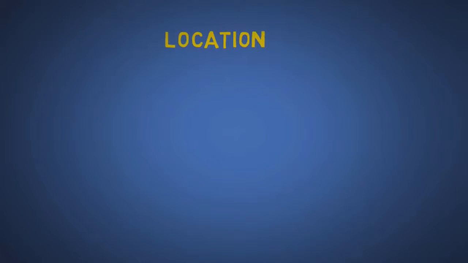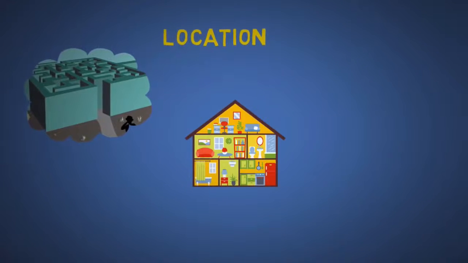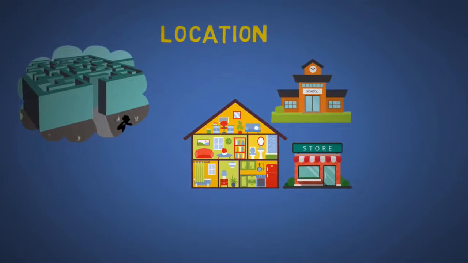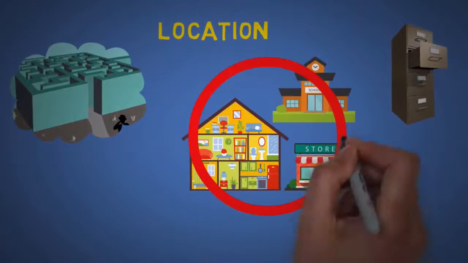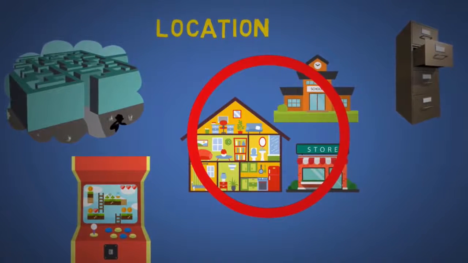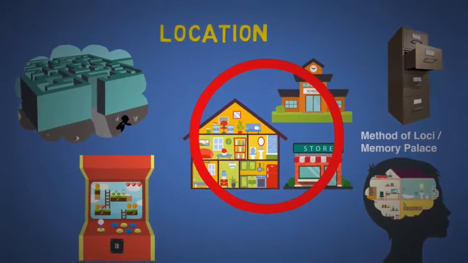L is for location. Our spatial memories are naturally incredible. Think of all the rooms and places you visited in your life and how much you can remember about them. Because one of the greatest secrets to memory is to organize and store things we want to remember in familiar places. You can even store things in video games or places you made up. This is called the method of loci, or memory palace.